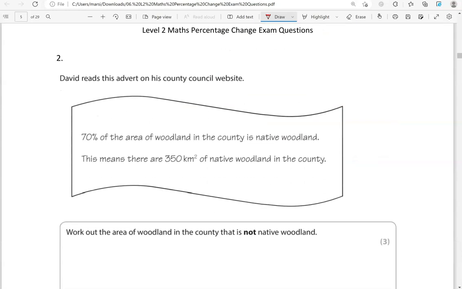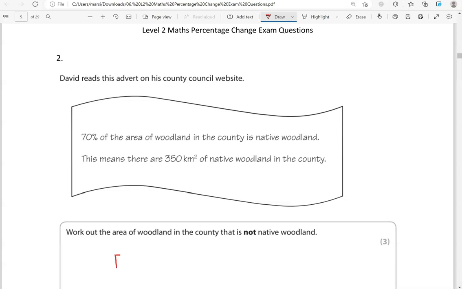David reads this advert on his county council website. 70% of the area of woodland in the county is native woodland. This means there are 350 square kilometers of native woodland in the county. Work out the area of woodland in the county that is not native woodland.